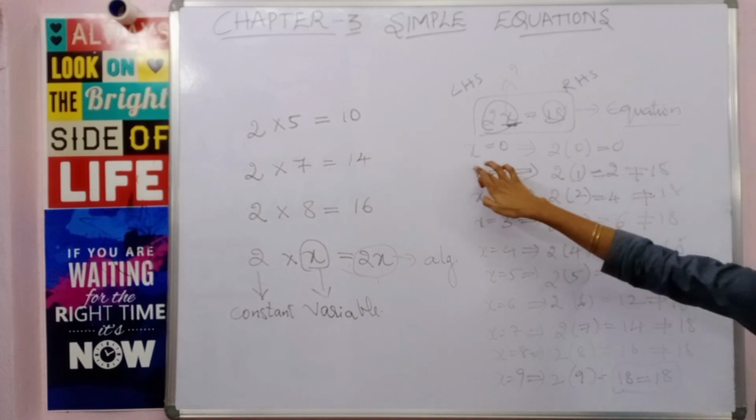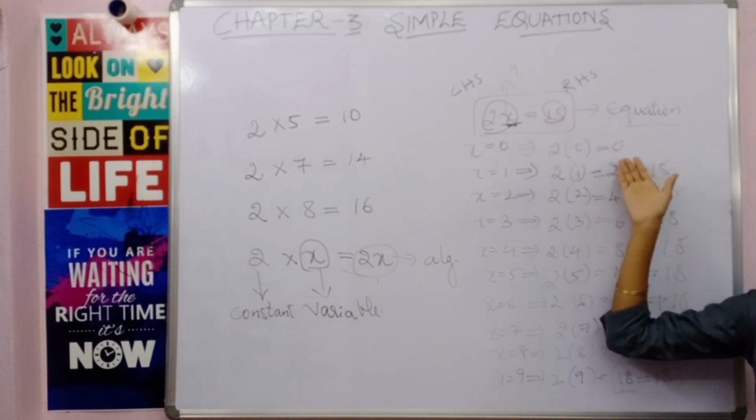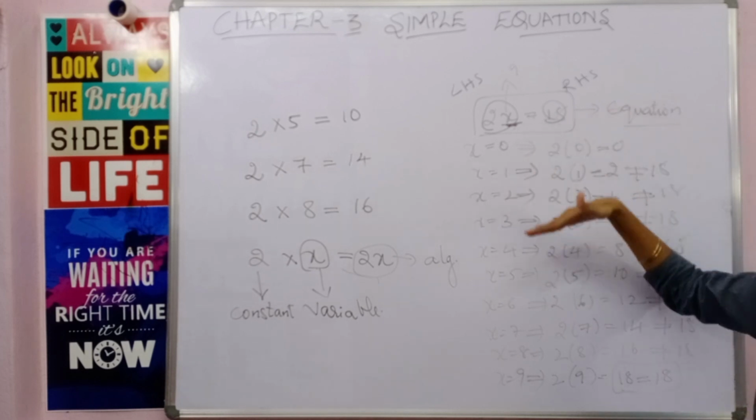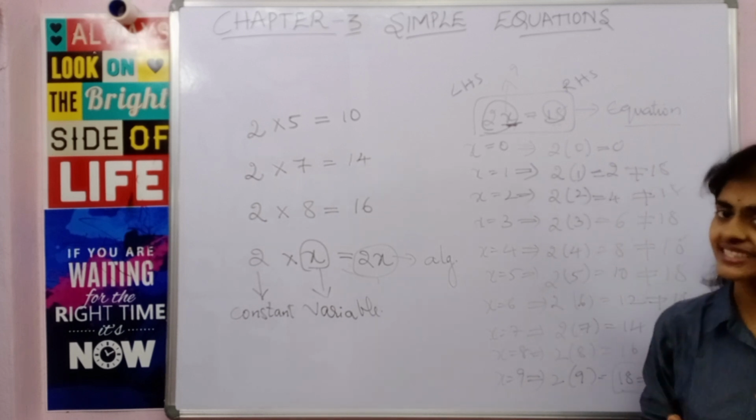So you tried x equal to 0 and you got an error. 0 is not equal to 18. It is wrong. So you keep on trying till you get LHS equal to RHS. So this is called trial and error method, which you have learned in your earlier classes.